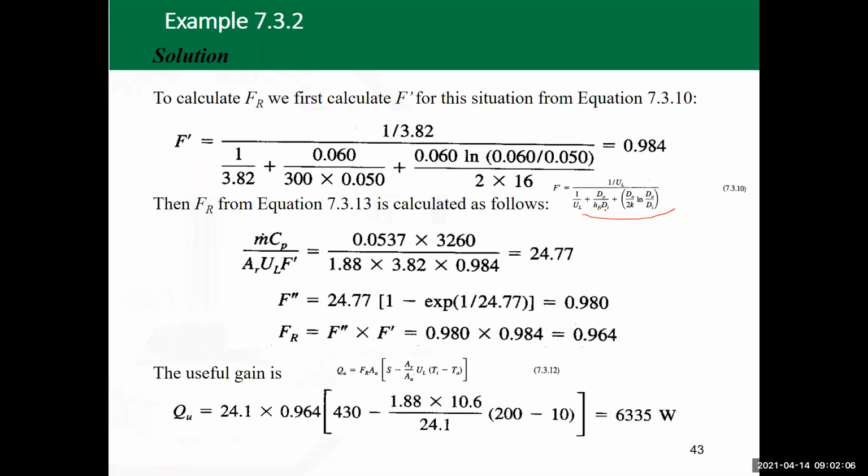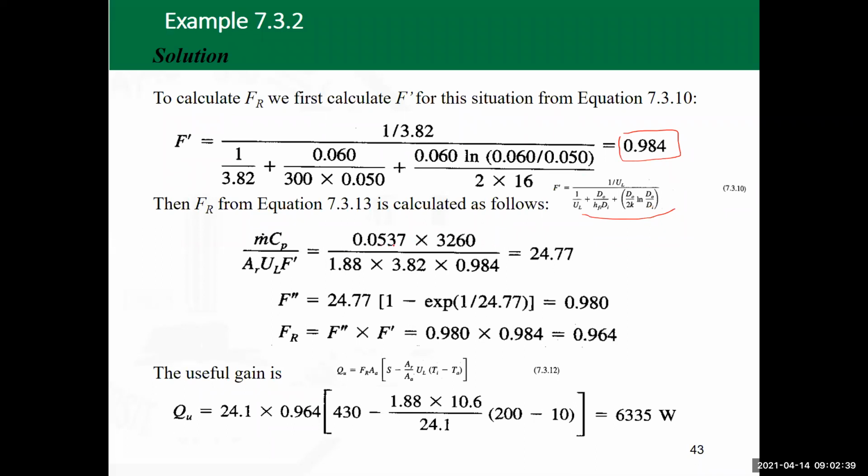Inner diameter is D_i. D_i is the outer diameter minus twice the thickness. The thickness is 5 millimeters. So 0.06 minus 0.01 gives the 0.05 inner diameter of the receiver, as you can see here. And then D outer over 2, thermal conductivity, it is made of stainless steel, thermal conductivity is 16, and then ln of outer over inner diameter. Doing that, we get a value of F dash as 0.984.